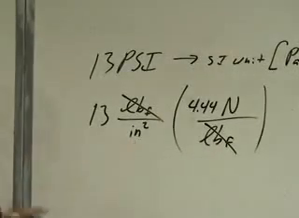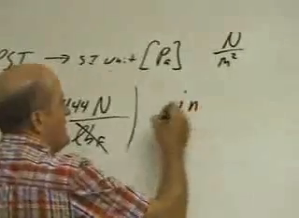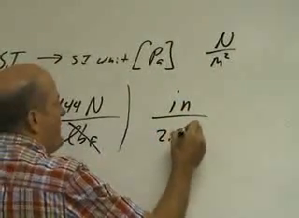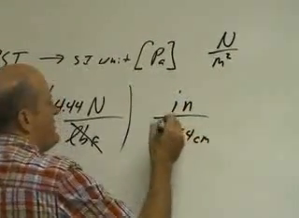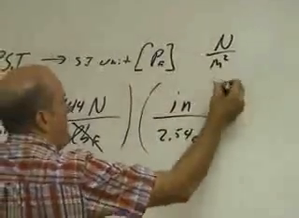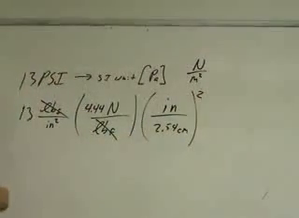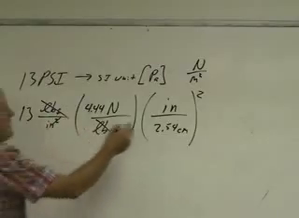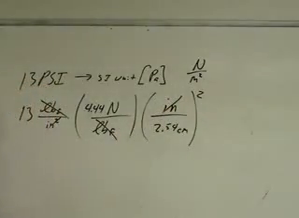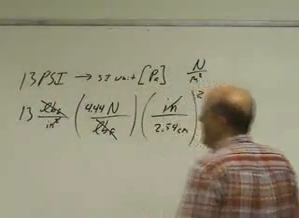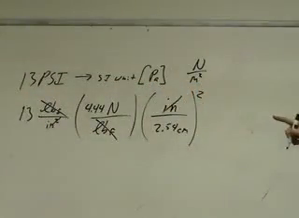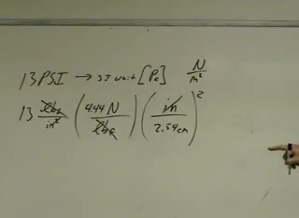Somebody mentioned the inch is equal to 2.54 centimeters. We've got to do that twice to square it. So my inches squared and my inches squared. So now I got 13 times 4.5 divided by 2.5 divided by 2.5. And I've got newtons per centimeter squared.